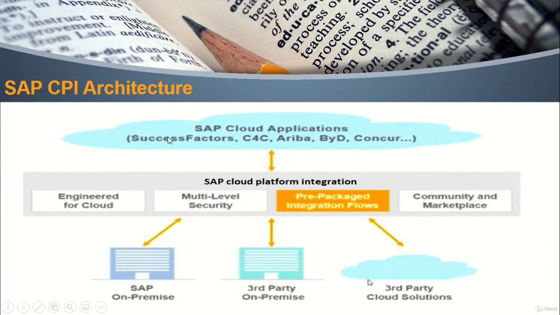So this is the SAP CPI architecture which you are seeing on your screen right now. So as you can see in the middle layer, we are having SAP CPI, and on the bottom we are having SAP on-premise systems, third-party on-premise systems which are there on the premise of the company, and then third-party cloud systems. SAP CPI is engineered for cloud, so all the communication with cloud is easily handled with SAP CPI. It has multi-level security, so you should be assured that your data is secured when it's sent across the network. It is pre-packaged.